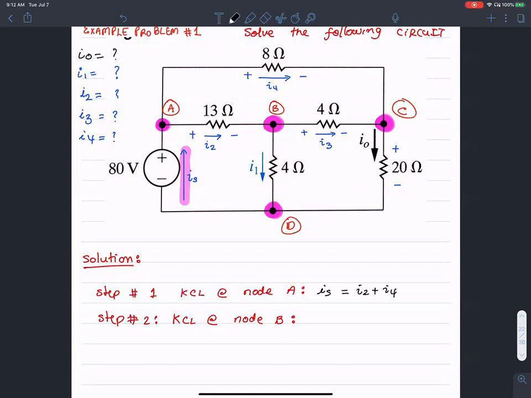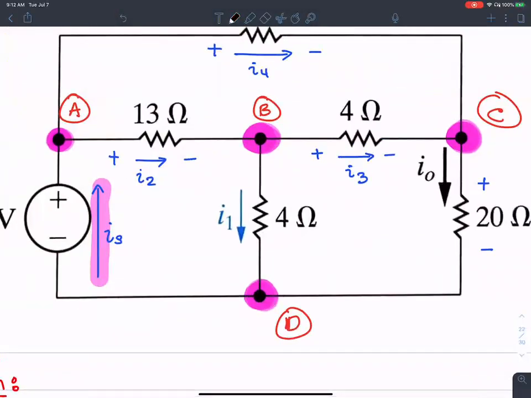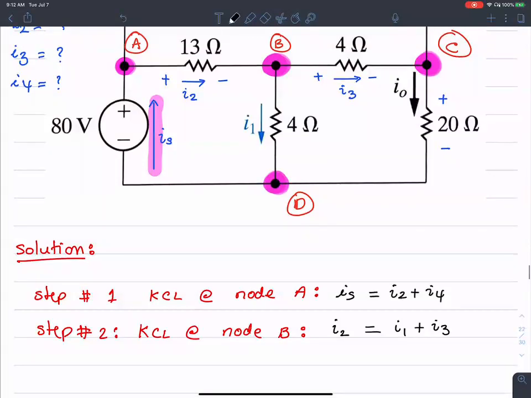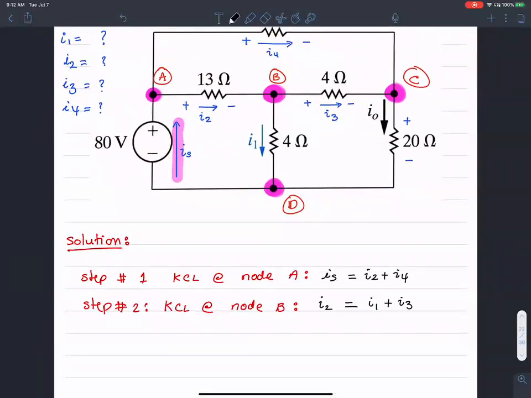Okay, so KCL at node B, that's this node, I have to look at the current coming in. What's the current coming in here? At node B, the current coming in is I2. And what's the current leaving? That would be I3 and I1. Thank you. Okay, so I have KCL at node B. Let me apply KCL at node C as well.